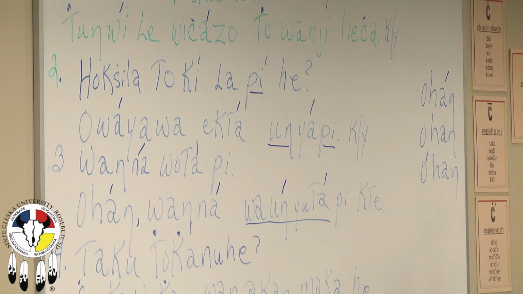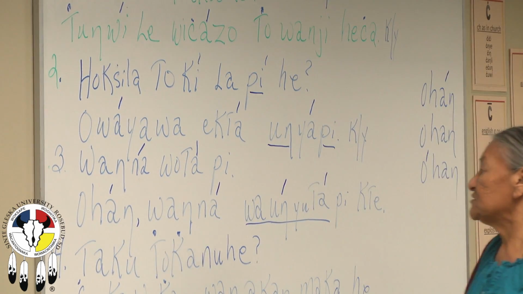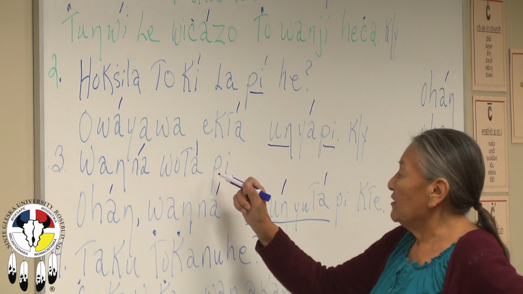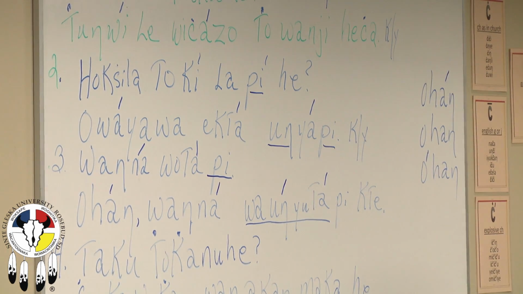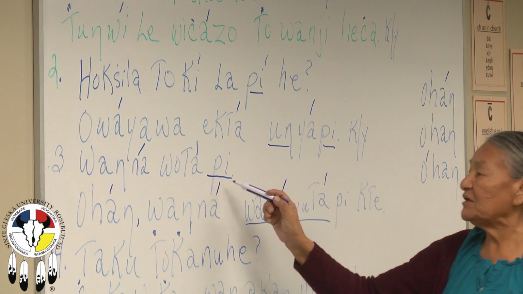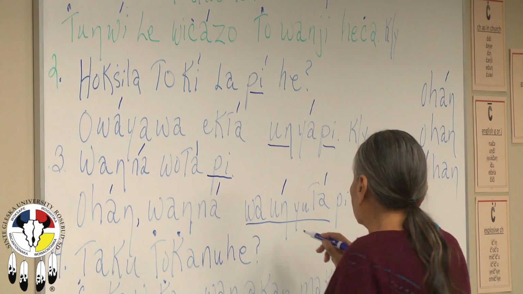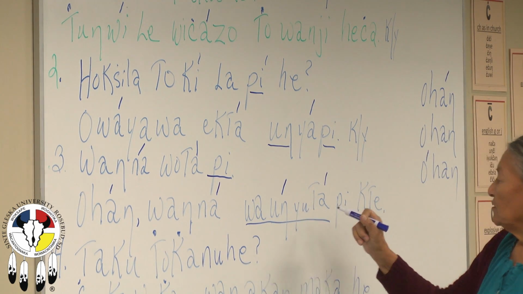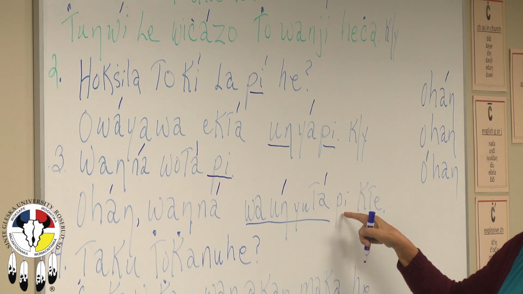I put all the K's and Y's because it's kshto or yelo. Remember, answers and statements are kshto for women, yelo for men, guys. Wana wota pi. Just a command. But I'm talking to a group. If I talk to only one, I would say wana wota or wana wota ye. But I'm talking to a group, so I add P on it. Wana wota pi. Oha, wana wa unyu ta pikte. It's a conjugation right there. The un is a group, or I'm involved in it, and pi.